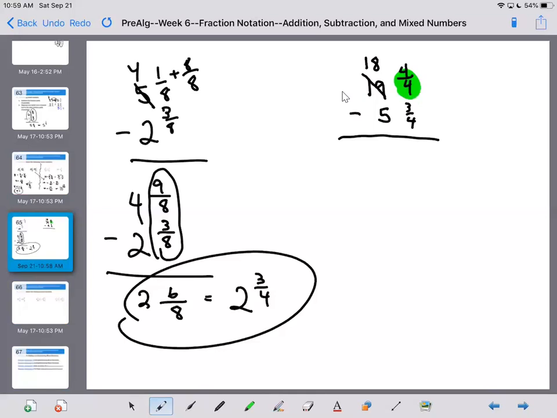Well, 18 plus 4/4 is 19. So I just did some regrouping. Now I can subtract. 4/4 take away 3/4 is 1/4. 18 take away 5 is 13.